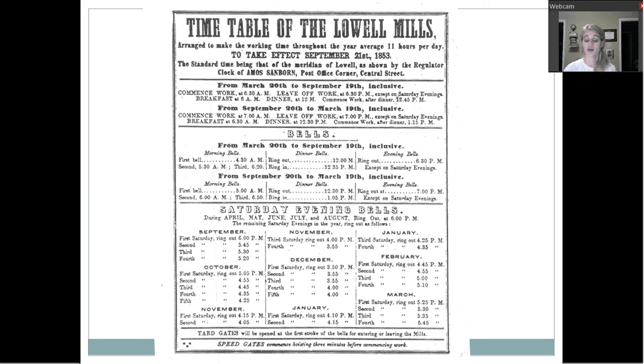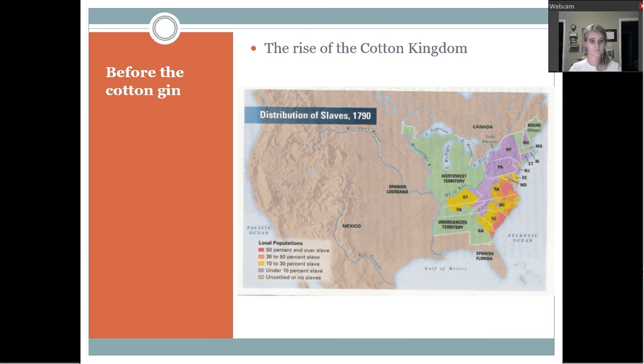If you are not inside the factory when the bell rings, you lose your job. They can find another girl who will take your job, right? So it's not an easy life, but it does completely change the society of the North.